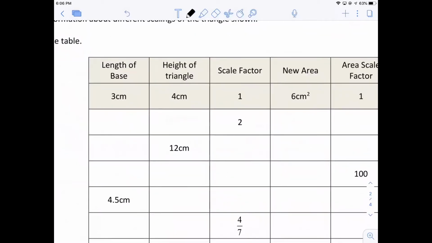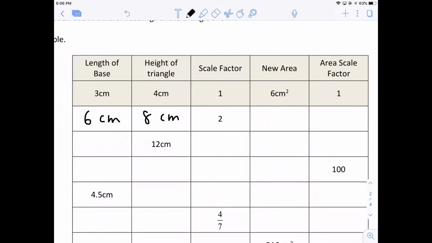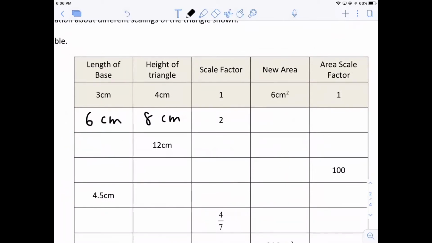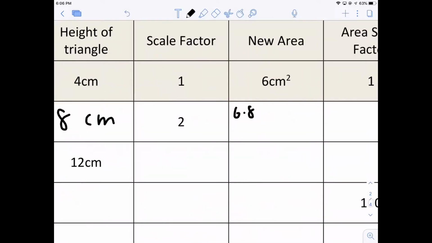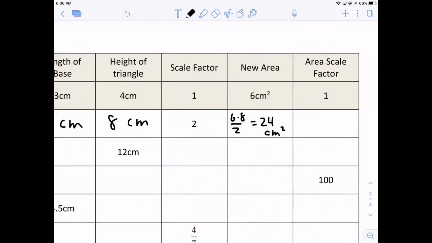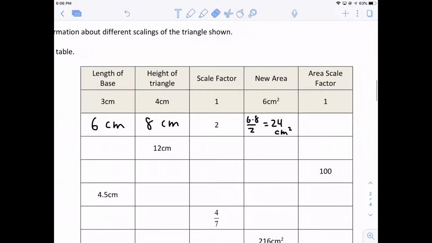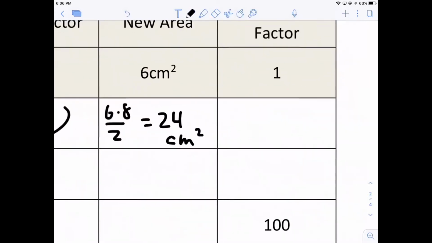If we scale it by a factor of 2, the new base is going to be 6 centimeters. Our new height will be 8 centimeters. Our area will be base times height divided by 2, so 6 times 8 over 2 is 48 over 2. That's 24 square centimeters. I'm going to stop writing units after this. Notice we multiplied by 2 here and by 2 here. So our scale factor was 2, but our area scale factor is going to be 2 squared, which is 4. And that's exactly what we see here, to go from 6 to 24.